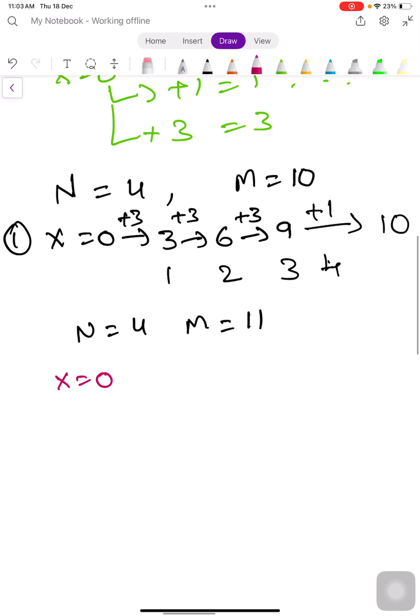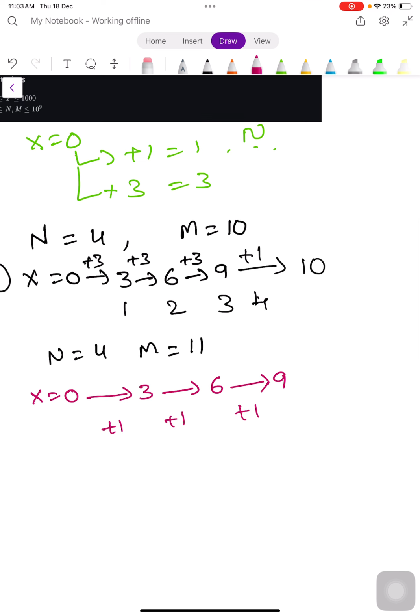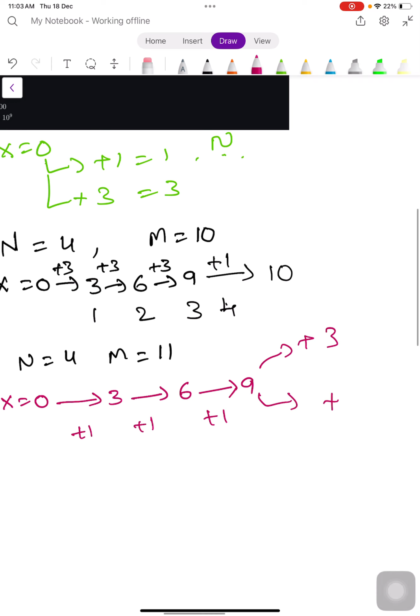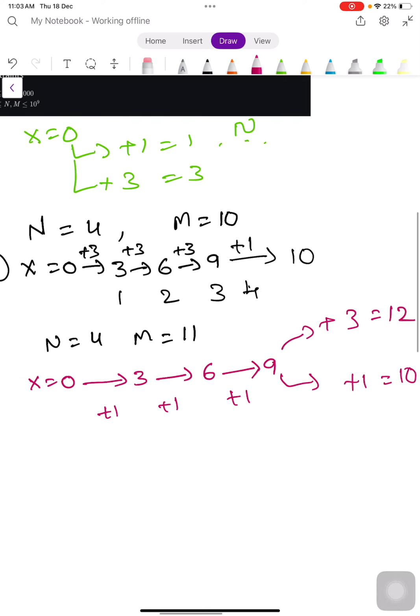From x equal to 0, I will go to 3. From 3 to 6. From 6 I will go to 9. I am done with 3 moves already. In the next move, I can add either plus 3 or plus 1. If I add plus 3, then I will reach 12, which I don't want. If I add plus 1, then I will reach 10, but I am not able to reach 11. So in this case, the answer will be no.